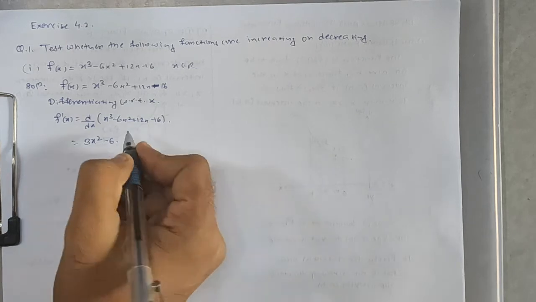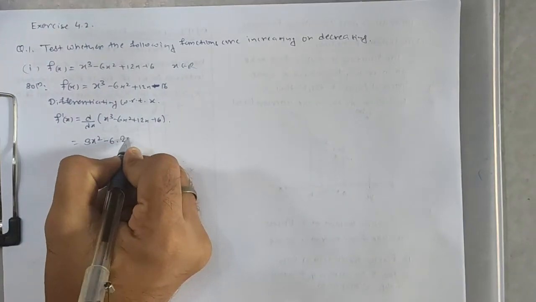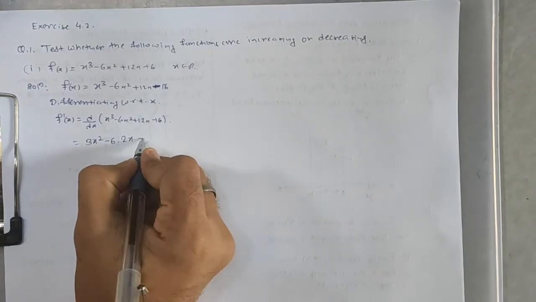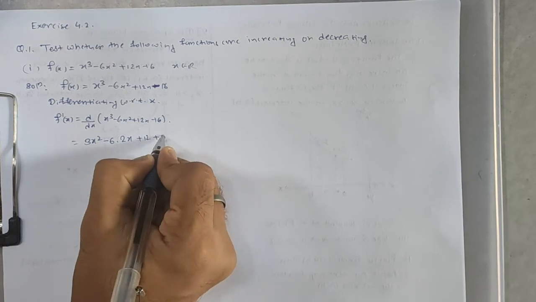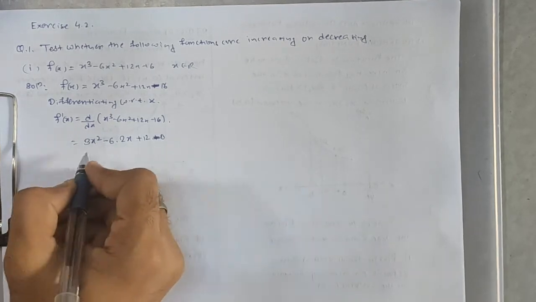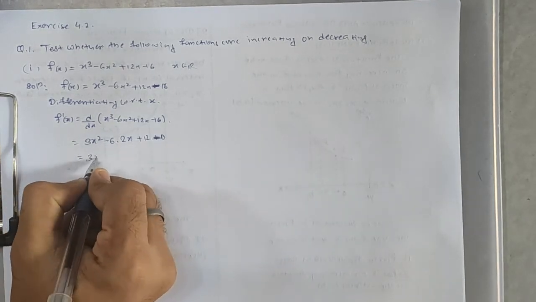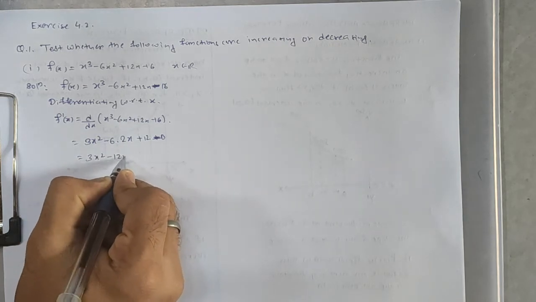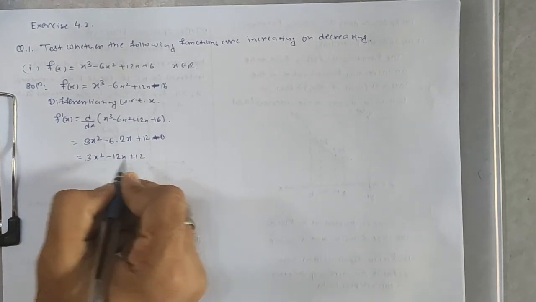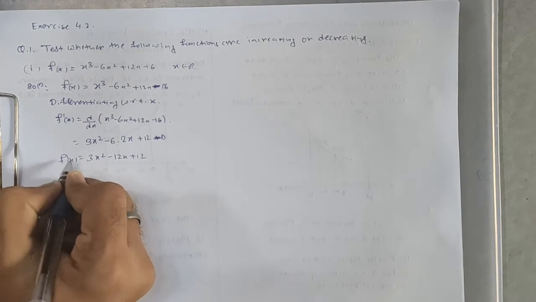So it will be differentiation of x cube will be 3x square. Now minus 6 into 2x plus 12 minus 0. Correct? So this will be 3x square minus 12x plus 12. This is our f dash of x.